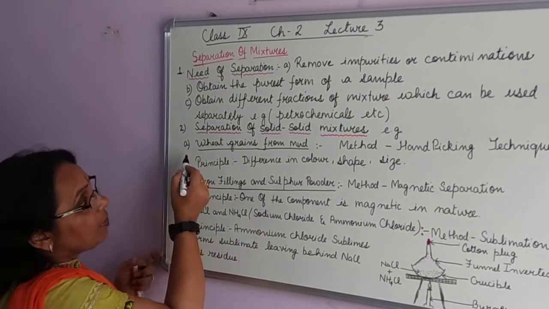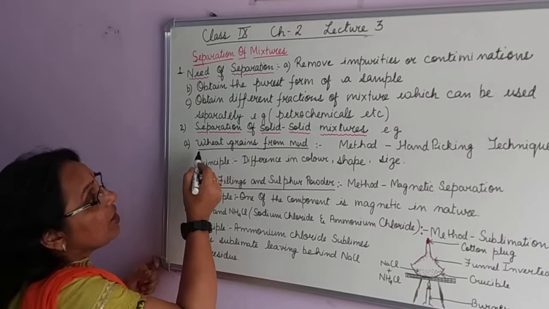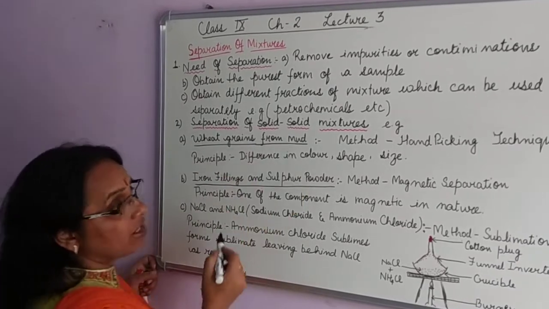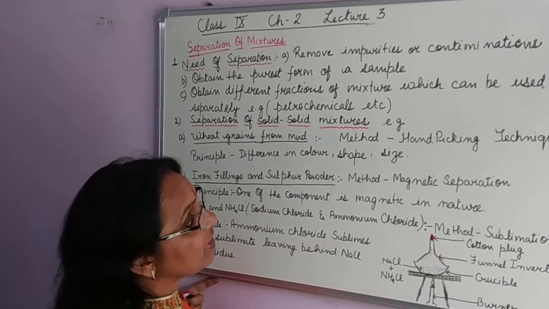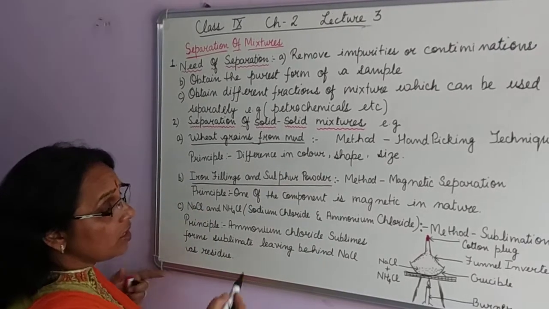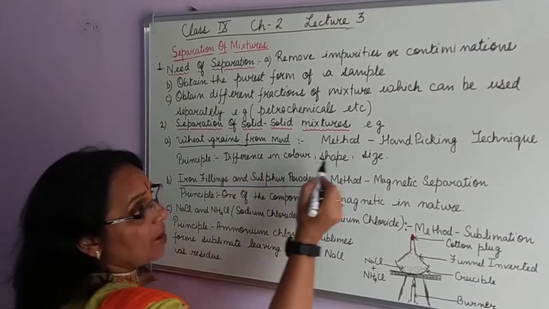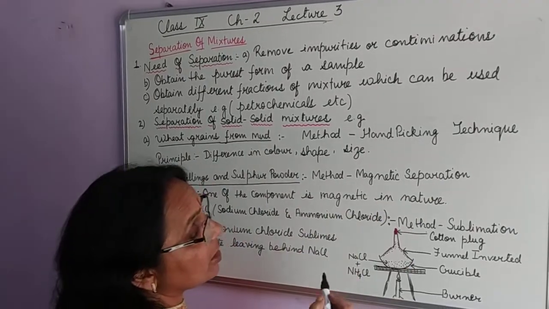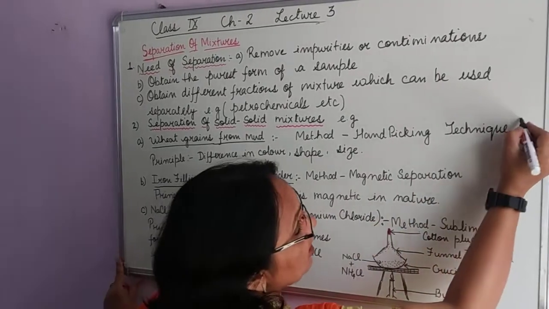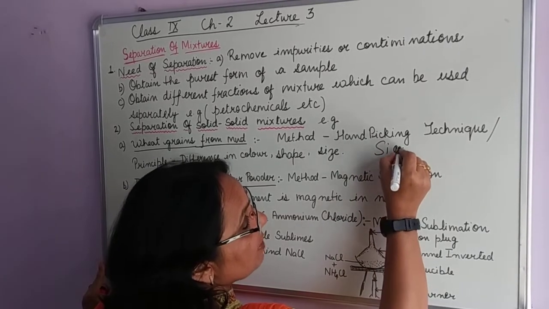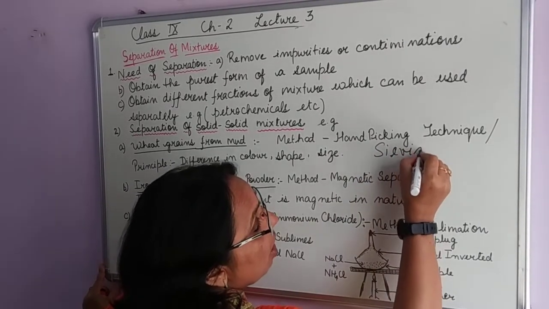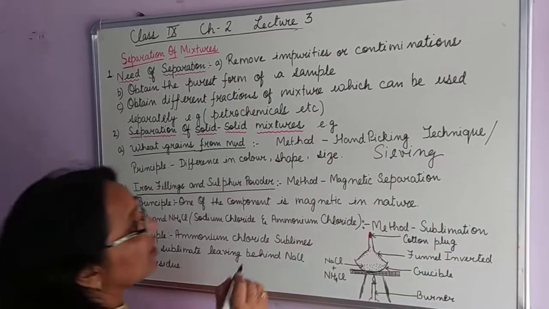The first example is, suppose we have to separate wheat grains from mud. There are fine mud particles. How do we separate the wheat grains? Wheat grains can be separated by the hand picking method, or it can also be separated by sieving.